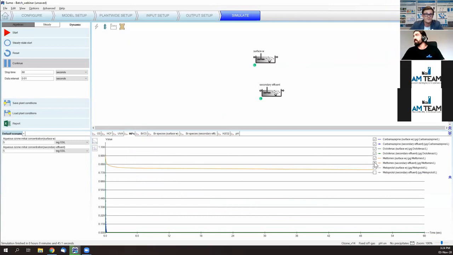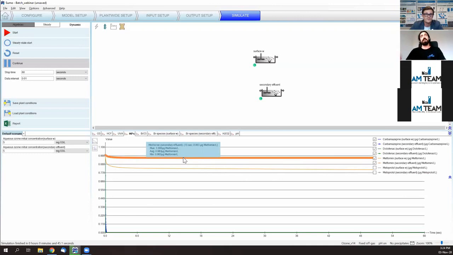But the story changes if we look at metformin. Metformin is very, very sensitive only to radicals, not to ozone, and the residual ozone doesn't have almost any impact on metformin. And the fact that we have less availability of radicals because of the higher scavenging in the secondary effluent sample makes metformin really difficult to be knocked down in the secondary effluent.